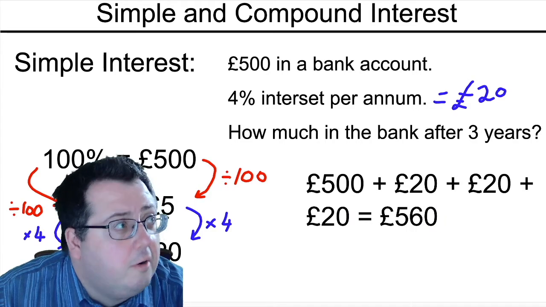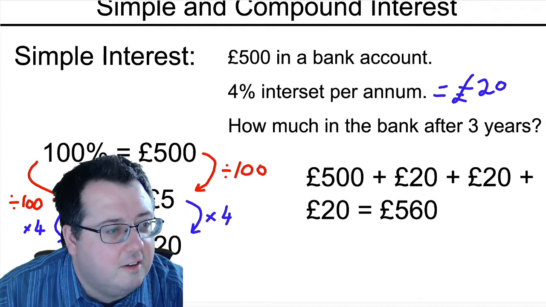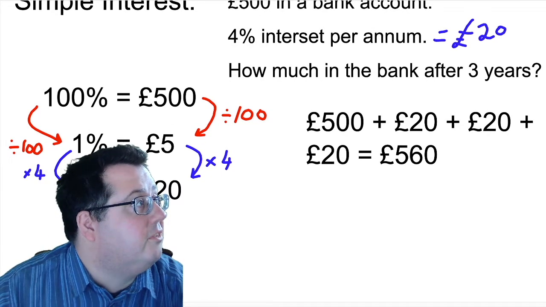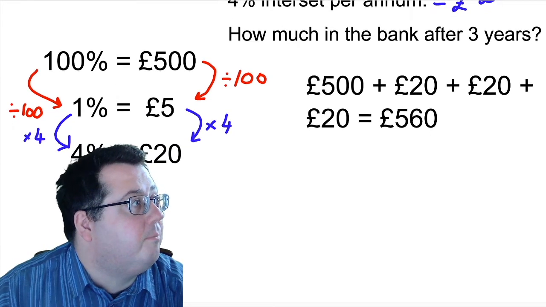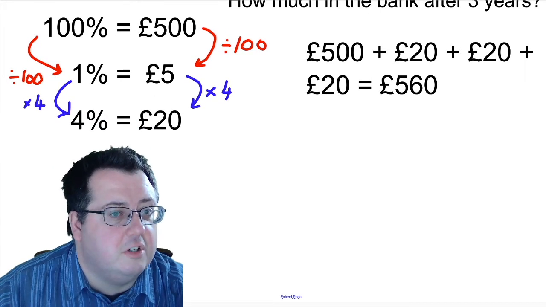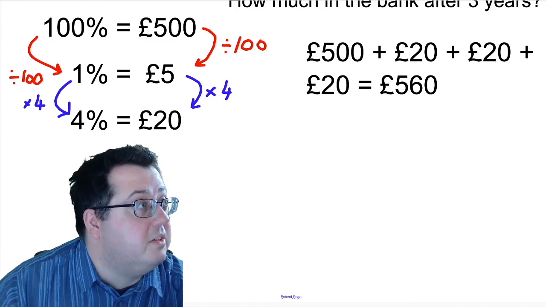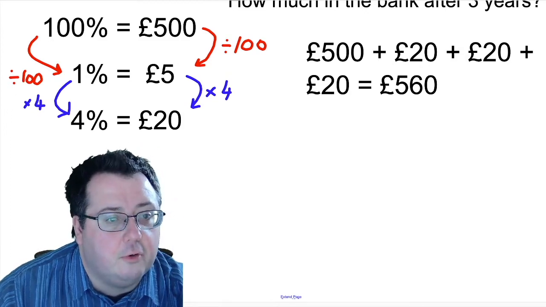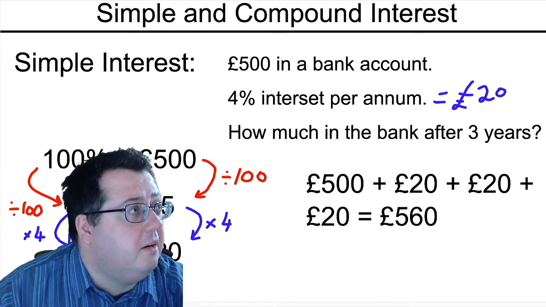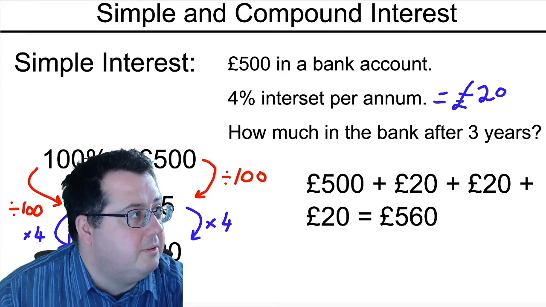So let's move on. Oh, hang on. I've just seen that my head is obscuring the working that I've done here. So I'm just going to scroll it down to show what I've done. There we go. So 100% is the original amount, which is £500. If I divide both sides by 100, I'm going to get 1% is £5, and then I times up by 4. 4% will give me £20. Okay, and then I have to add that £20 on each year to get £560.